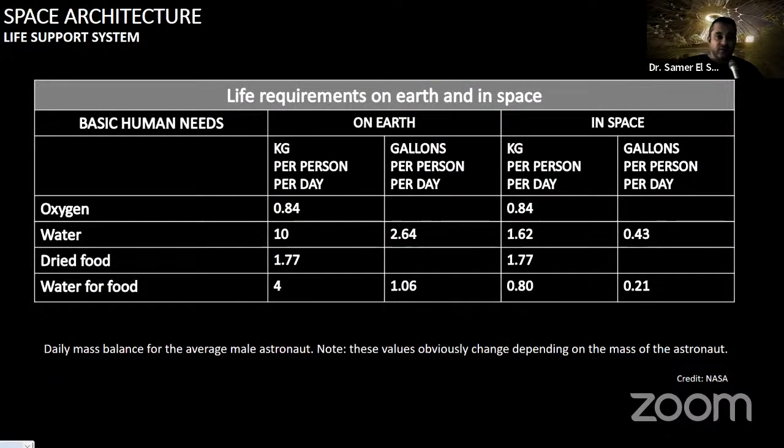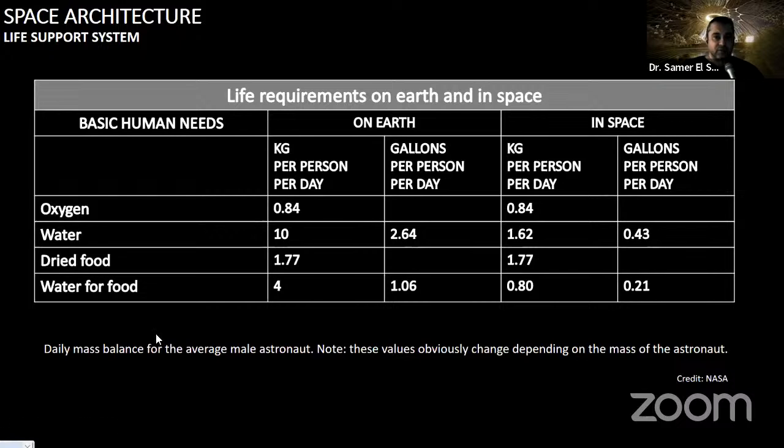So if we design a space habitat, we have to secure the four things indicated here: the oxygen, water, and dried food, and water for food and for drinking. You need water for sanitization and water for drinking. So this is just a very quick schedule by NASA of our human needs.